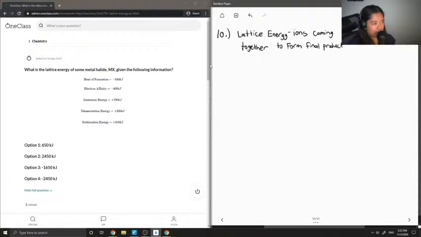So in this example with the metal halide, this is when you have your positive metal plus a negatively charged halide to give our final product. Let's say it's MX solid. So this is lattice energy. Now let's talk about the heat of formation.